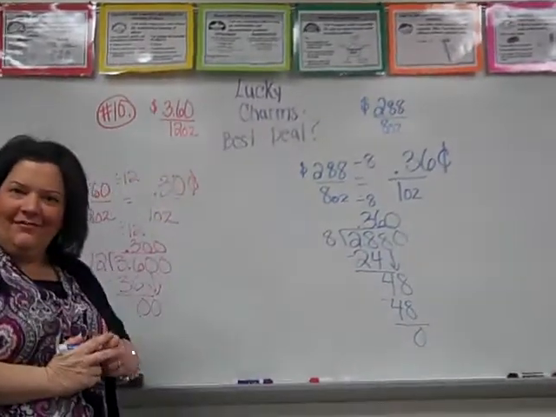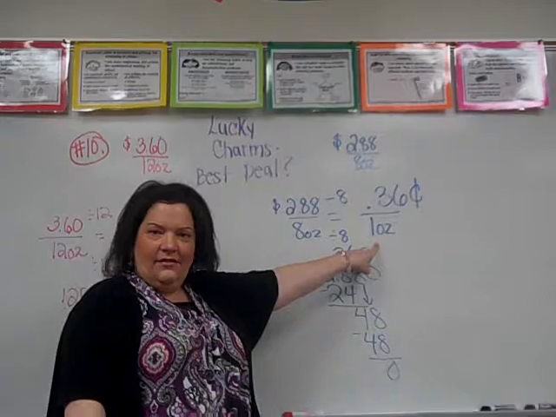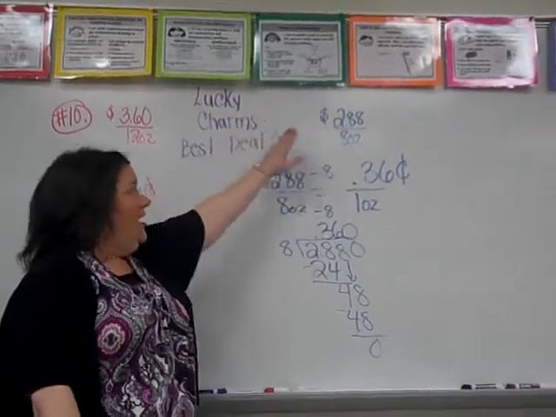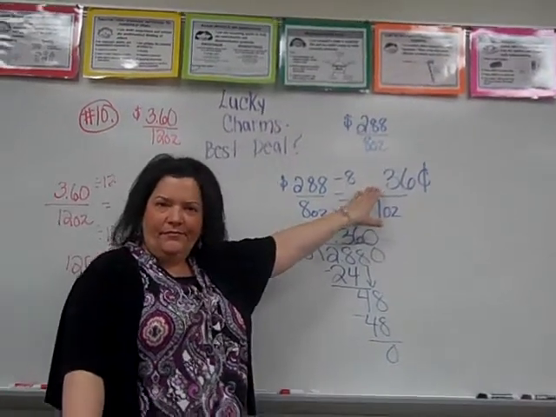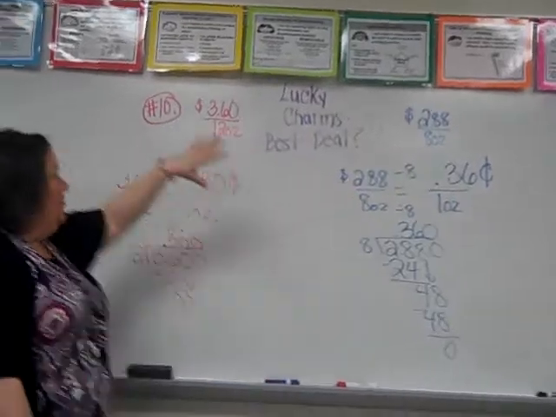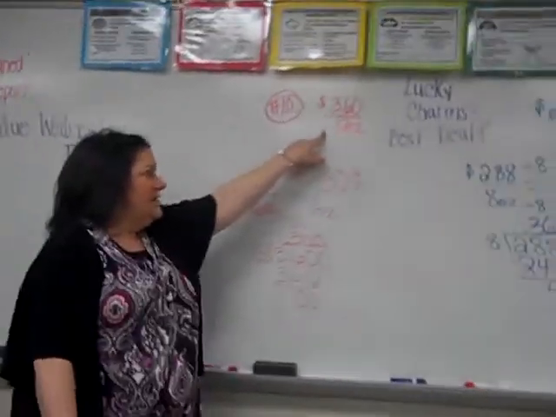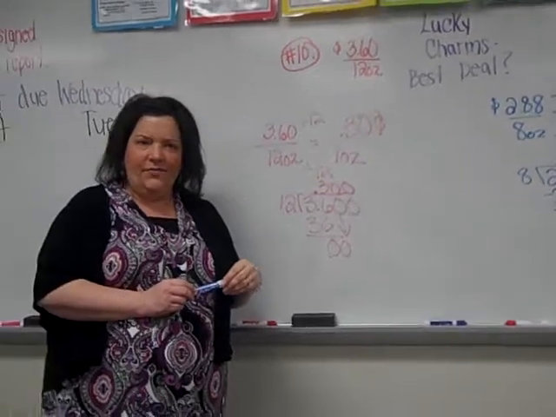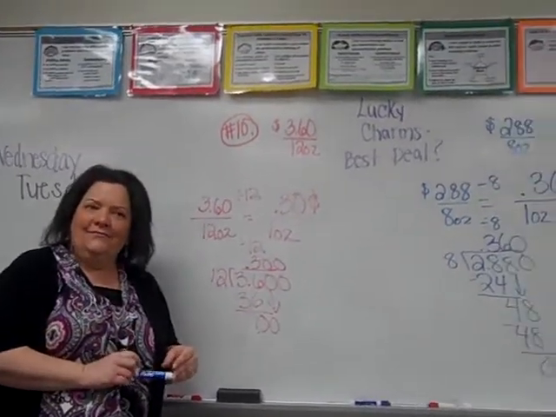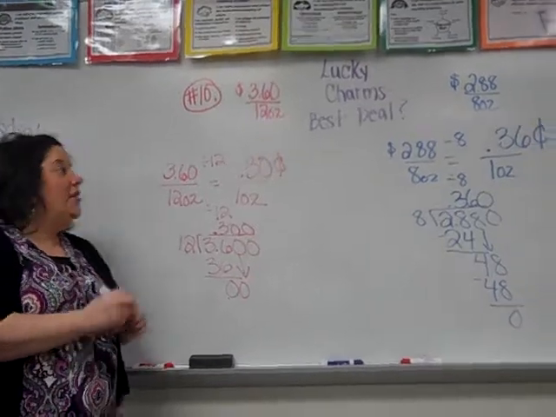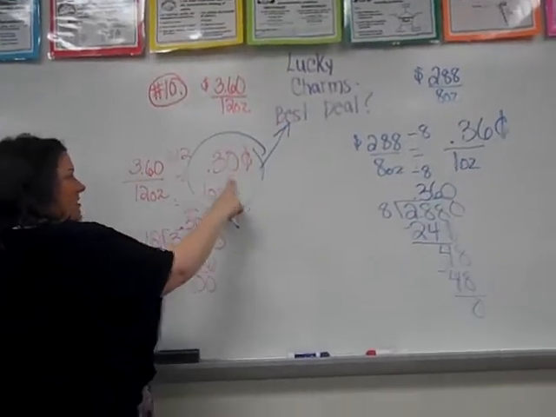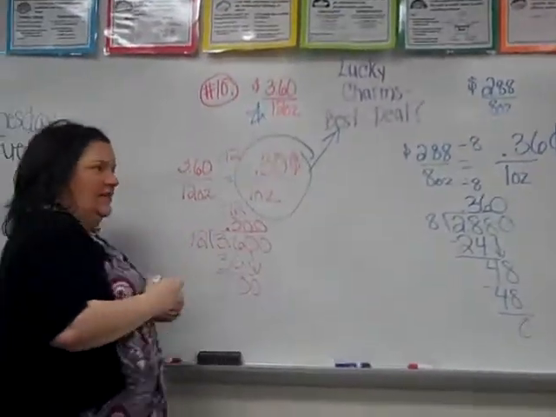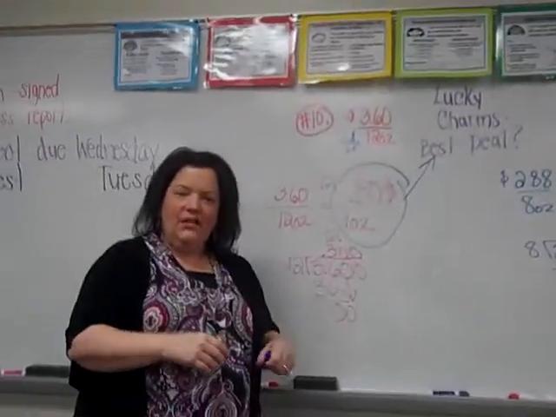So, done. We've got the unit rate. So 1 ounce of the 8-ounce box is 36 cents. Okay? And then over here in the 12-ounce box, it's 30 cents per ounce. What's the best deal? The 12-ounce box. So this one, because it's 30 cents for 1 ounce, this box would be the best deal. Let's do more together.